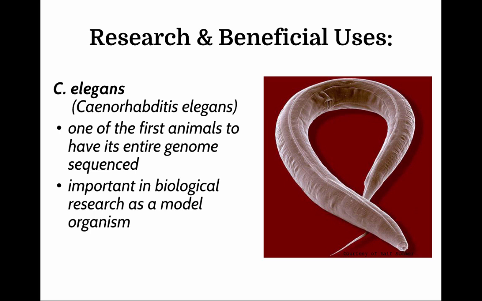In terms of research and beneficial uses, nematodes are extremely important research animals. This one, C. elegans, is a commonly used model organism to study everything from aging and life cycle to various physiological processes. It was also one of the first animals to have its entire genome sequenced.